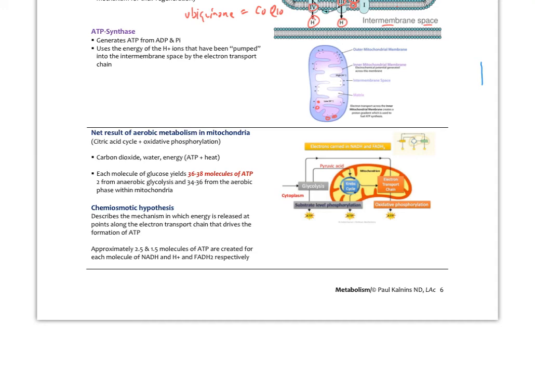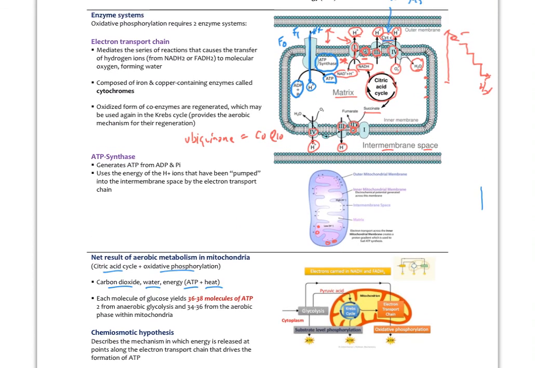Okay, so the net effect of aerobic metabolism, again, this process requiring oxygen in mitochondria, with the citric acid cycle and oxidative phosphorylation, is that we're going to get carbon dioxide, water, and energy in the form of ATP and some heat. Now, I didn't talk about it, but there are various factors that can actually uncouple the electrons being transferred between these different complexes. There are specific proteins called uncoupling proteins that can be inserted in the wall of the inner membrane, and they can capture those electrons.